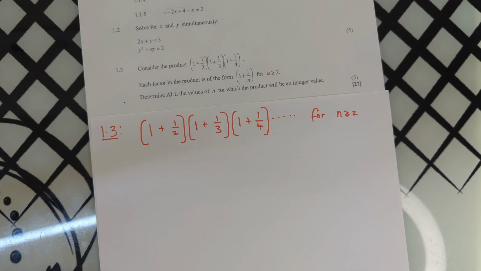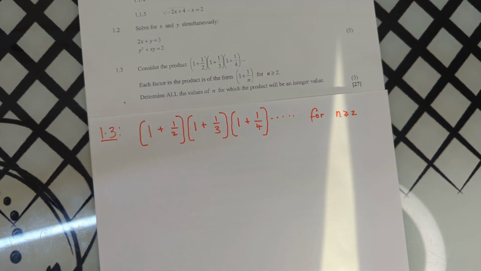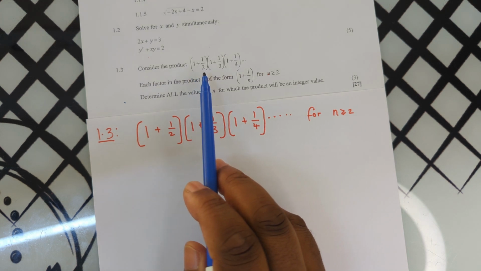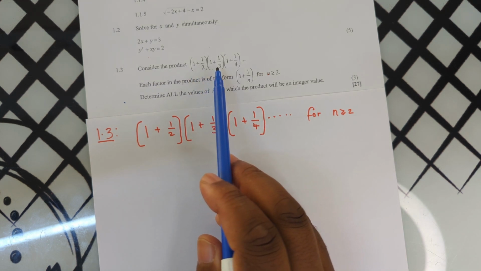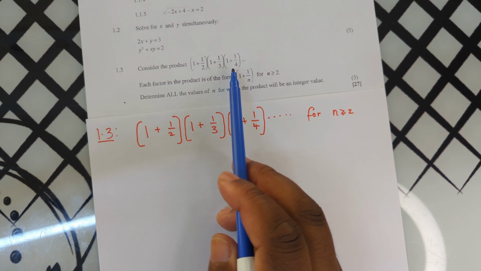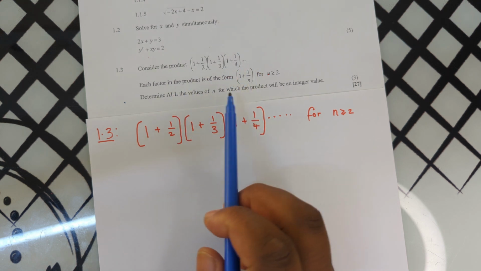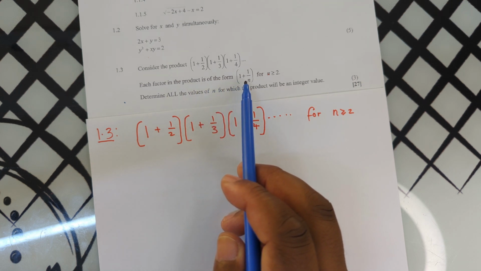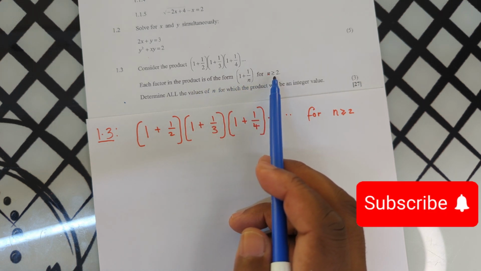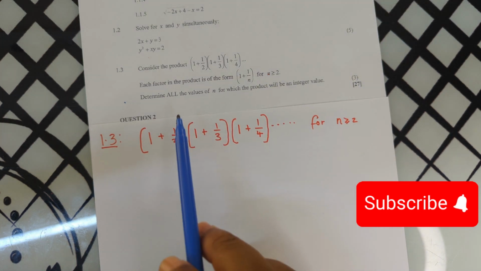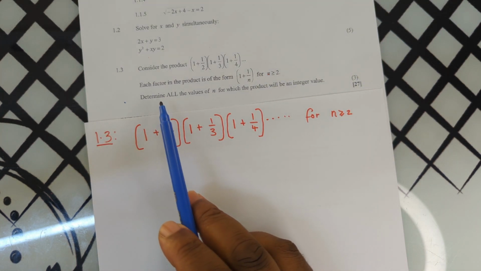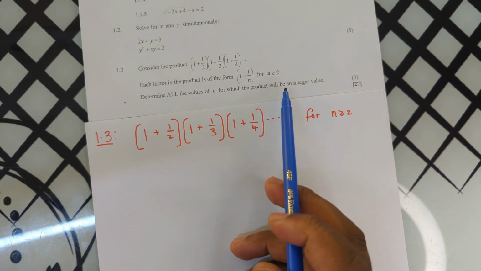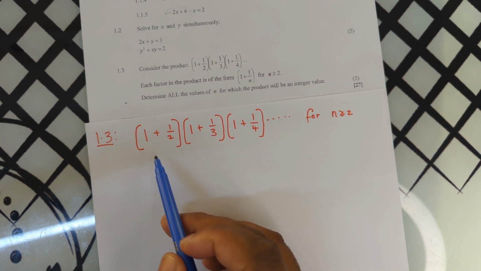Moving on to question 1.3, we are given a question which reads, consider the product 1 plus 1 over 2 multiplied by 1 plus 1 over 3 multiplied by 1 plus 1 over 4 and so forth. Each factor in the product is of the form 1 plus 1 over n, for n greater or equal to 2. Now the question continues on to say, determine all the values of n for which the product will be an integer value.